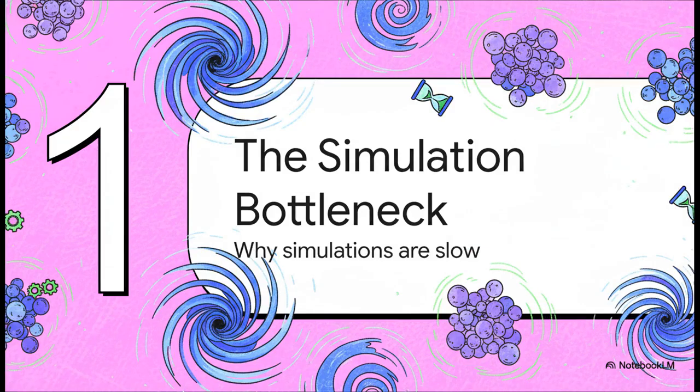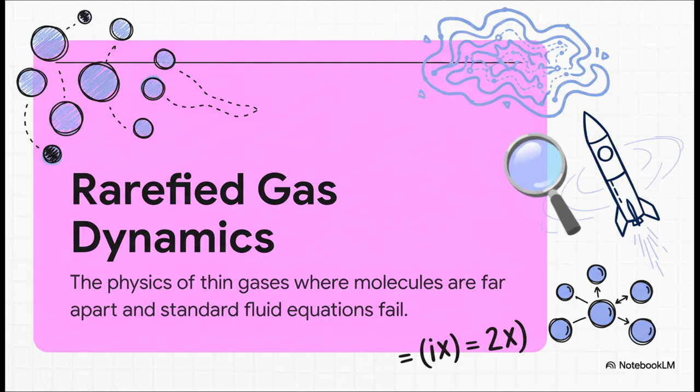Okay, so let's really get a clear picture of this problem. Why exactly are these simulations so painfully slow? Well, it all comes down to the really unique, kind of bizarre physics you find in these environments. We're talking about a field called rarefied gas dynamics. This is the physics of a gas that's just so incredibly thin, think about the very edge of our atmosphere, that you can't get away with simple equations. You have to actually track individual molecules. The standard fluid dynamics equations that work perfectly for a 747 completely break down here. You need something way more detailed, a simulation that works particle by particle.